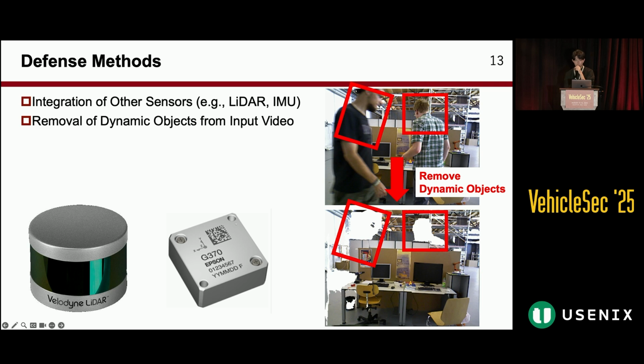Here I will introduce our proposed defense methods. The first method is the integration of other sensors, such as LiDAR and an IMU. We believe that by integrating these sensors and performing sensor fusion, it would be possible to detect when errors are occurring in the localization estimate. The second method is the removal of dynamic objects from the input video. Since the adversarial video is a consciously moving element in the input feed, we believe that by removing dynamic objects, the content of the adversarial video would not be recognized by the system in the first place.